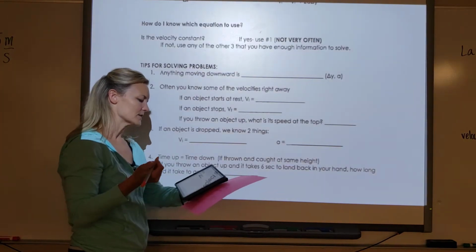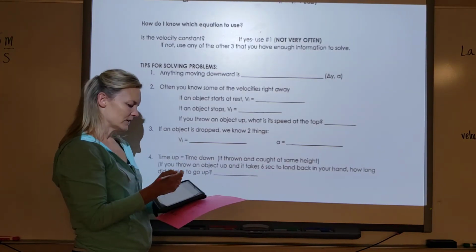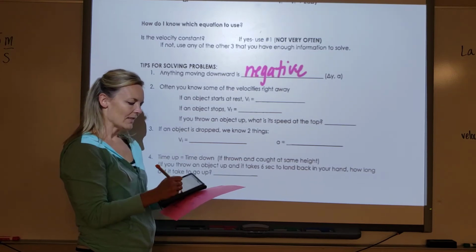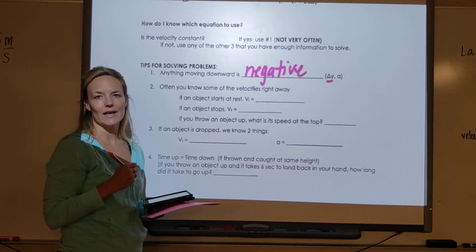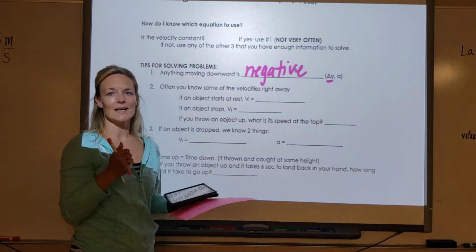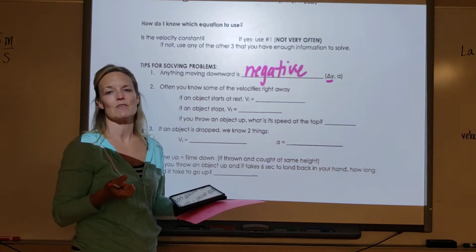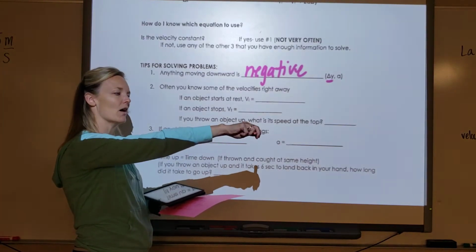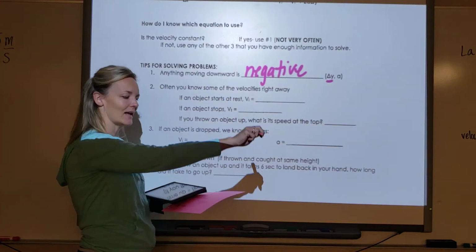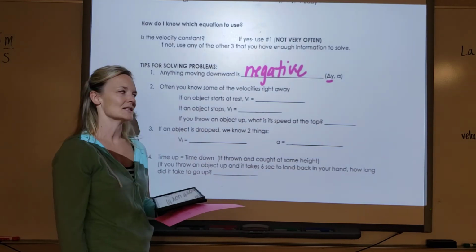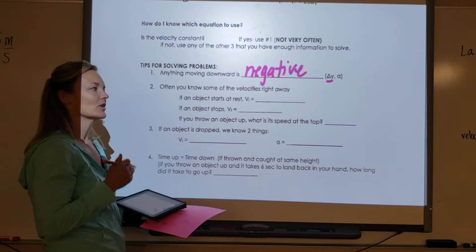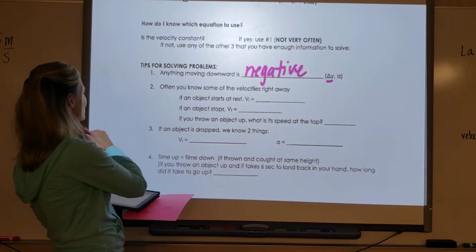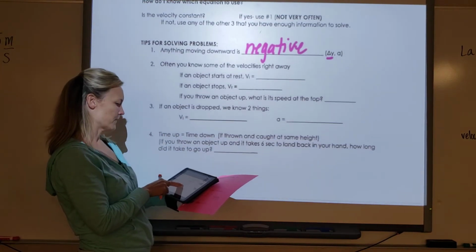Tips for helping you solve problems. Anything moving downward is negative. This is strange. Your height can be negative. Once again, it doesn't mean it's less than 0. It means it's moving in the downward direction. So anything that's about to fall, automatically we make the height negative because it's going to be moving in the downward direction. Acceleration is that negative force. It pulls in the downward direction always. Velocities can be that way as well.